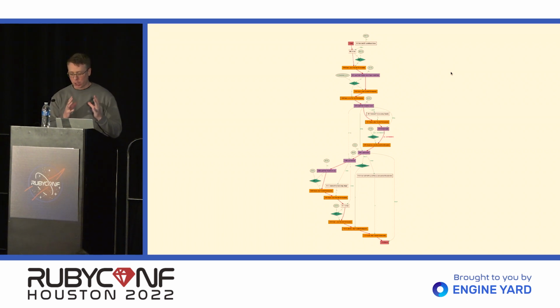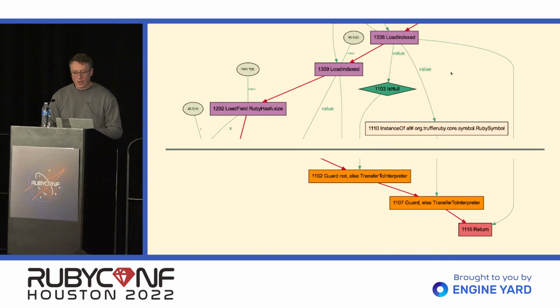I don't want to go into a huge amount of detail on the specifics because it's fairly complicated, but I'll just zoom in. What we have here is the red arrows represent the control flow in the program, so from one operation to the next, like going from one statement to the next. And then the green arrows represent the data flow, so how the data flows through the program. And what we have here is we're showing that the return value flows from the load index at the top. The load index is loading the value from the hash.